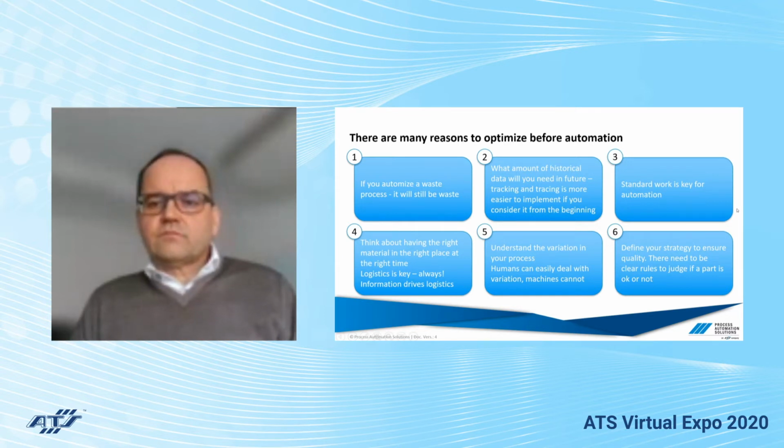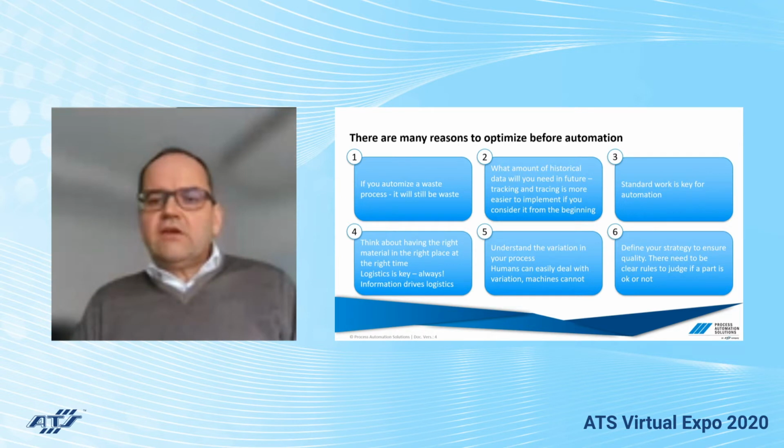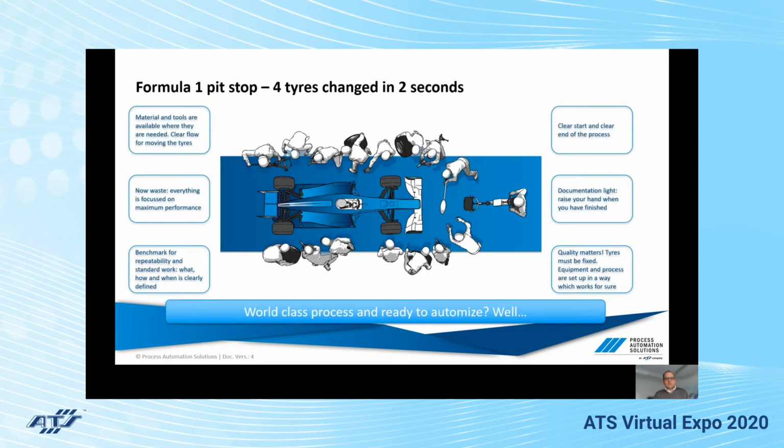Number 6, you need to define your strategy for how to ensure the quality. Quality is always first. And there need to be clear rules so that even machines can judge if a part is okay or not. Does everything sound reasonable and familiar to you? You think it's no rocket science? Well, let's look at a well-known high-performance process and think about how you would automate it and what to consider. The Formula 1 pit stop.